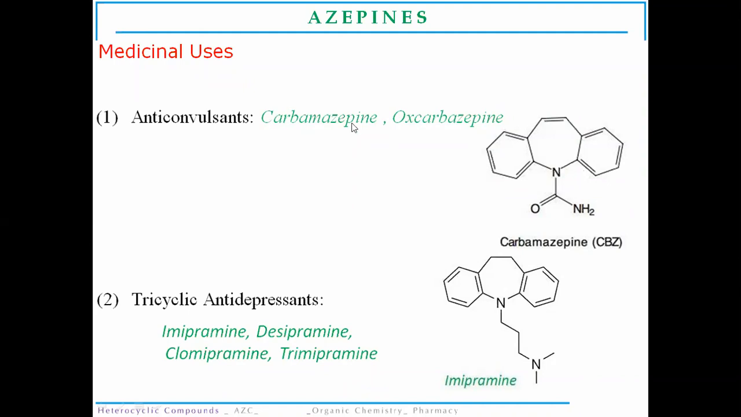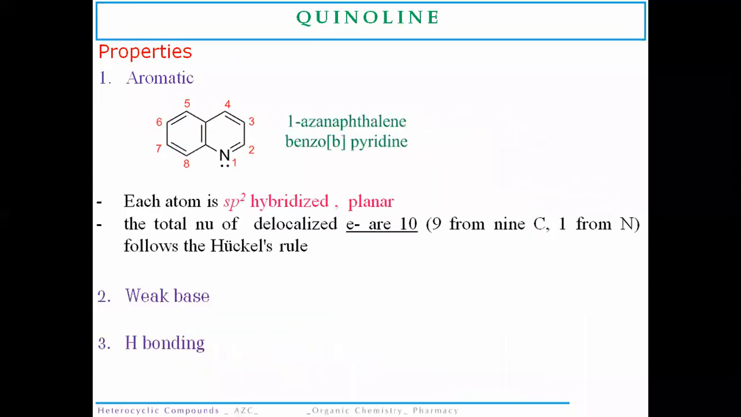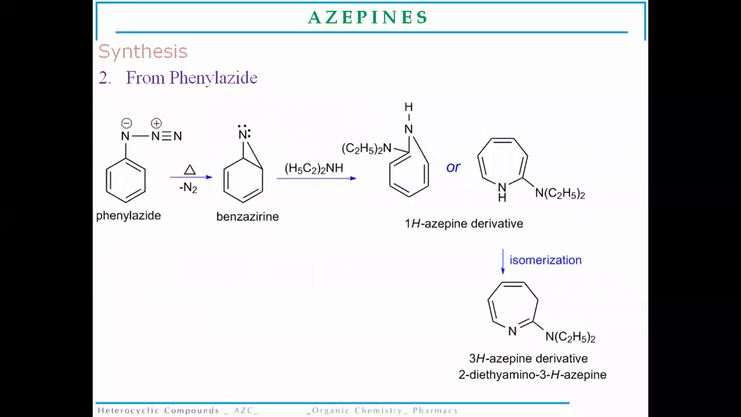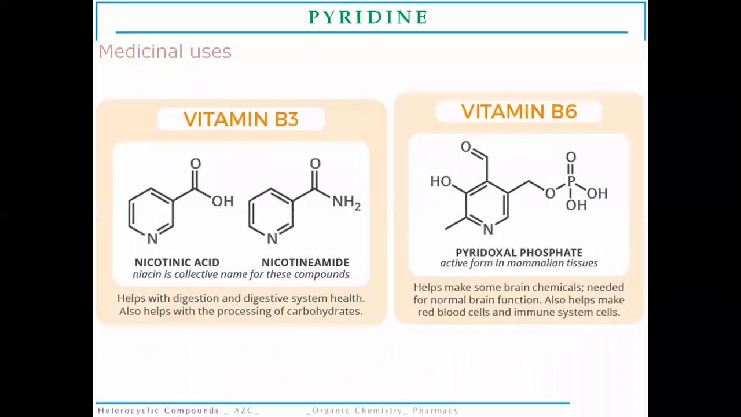Now these medicinal uses, they may ask you for fill in the blanks or short answer questions: write down the medicinal uses of this drug. So for example, the azepine molecule is used as an anticonvulsant, and it is also used in tricyclic antidepressants. So today we have discussed a very important compound, that is the azepine molecule.